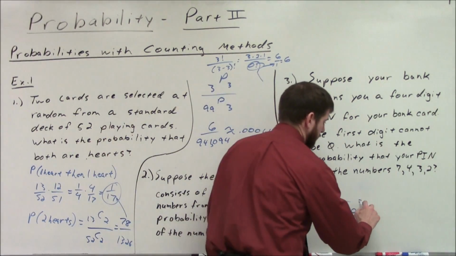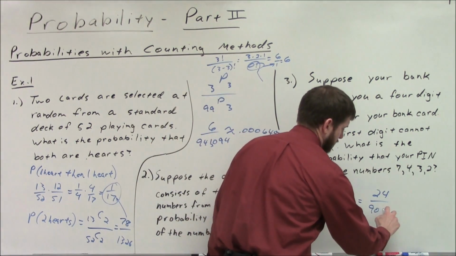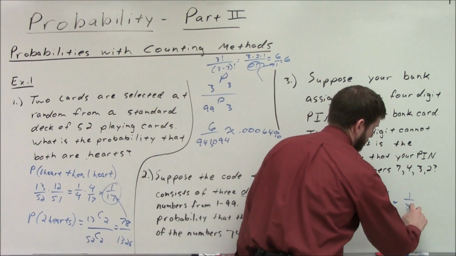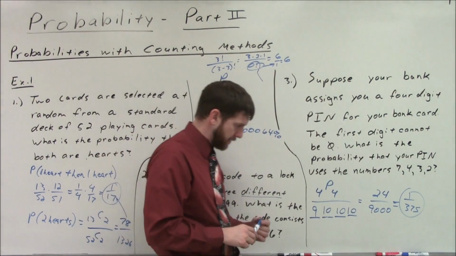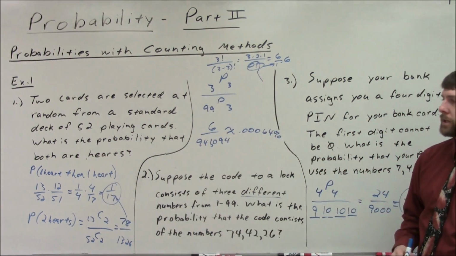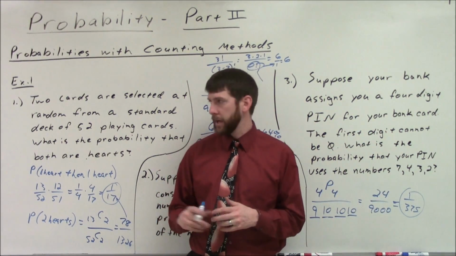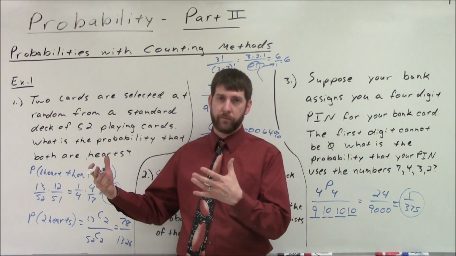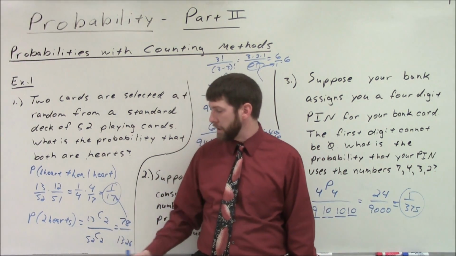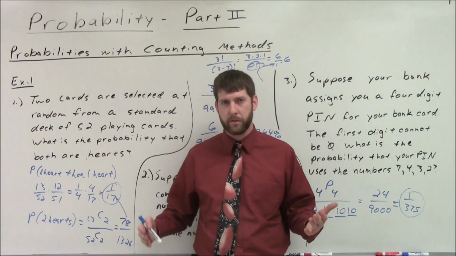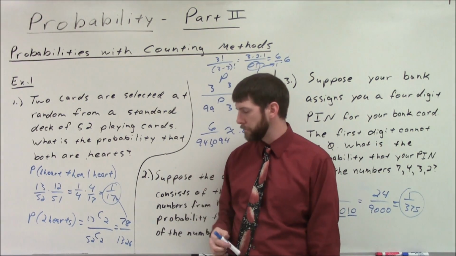So as we go through, we already said 4P4 is 24. 9 times 10 times 10 times 10 is 9,000. So we can reduce the fraction, 1 over 375, or if we want to make it into a decimal or a percentage, that's also acceptable. So these are 3 examples of how we can take just regular theoretical probability, which we've been working with, and to take expected number of successful outcomes divided by expected number of total outcomes, and use our counting methods, our fundamental counting principle, our combinations, our permutations, to be able to get those number of successful outcomes and number of possible outcomes.